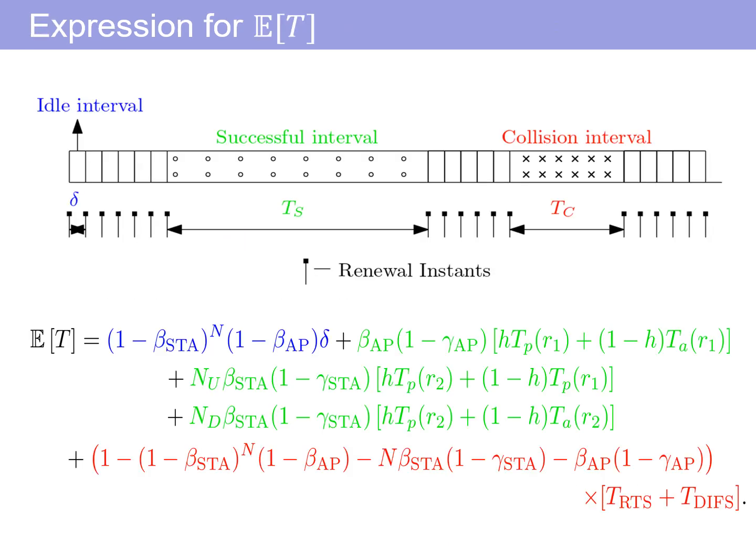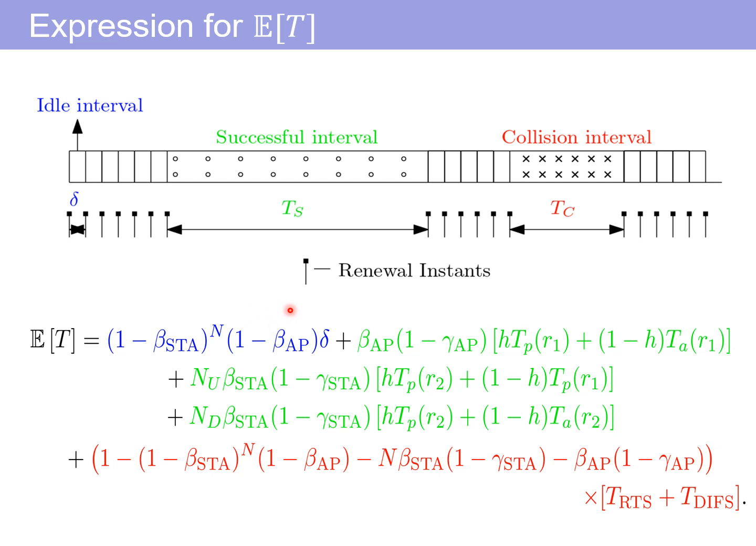From the decoupling and saturation approximations, the time instants when the backoff timers are decremented are the renewal instants. The renewal duration T is a random variable that depends on whether a success, collision, or idle event has occurred. An idle event occurs when none of the nodes transmit an RTS packet in that interval or slot. The probability of this happening is 1 minus beta STA to the power of n times 1 minus beta AP, and the renewal duration during an idle event is delta seconds.